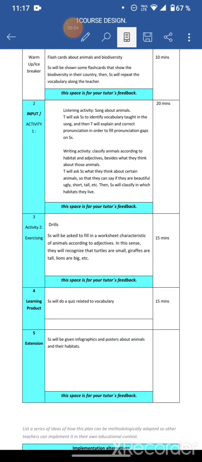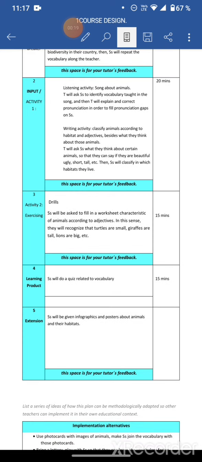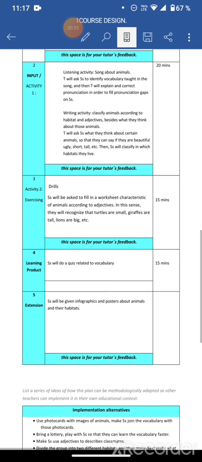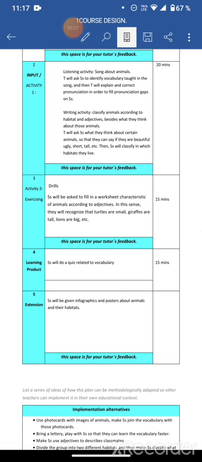Okay, now I'm going to talk about activity one. This activity is for the students. Here they are going to know what they are going to learn. So activity two is to practice what they are learning. And finally, the learning product is a quiz where we are going to evaluate what they learned.